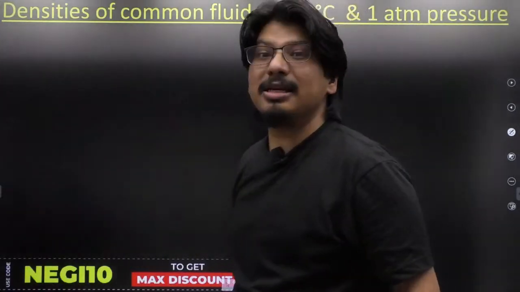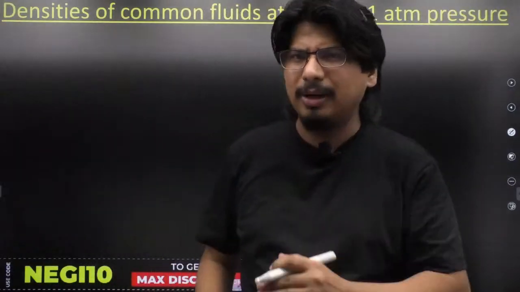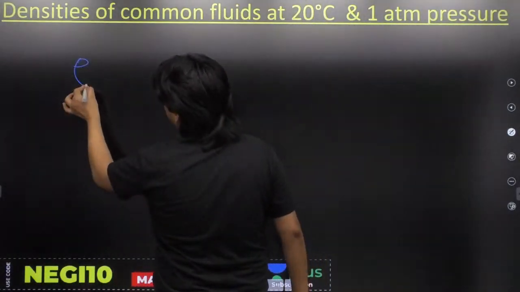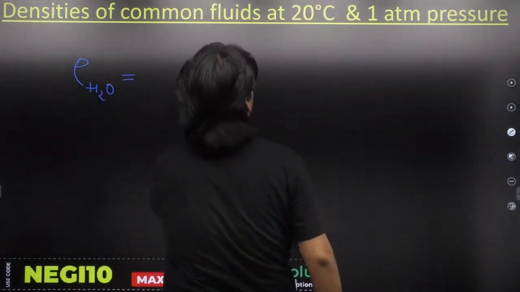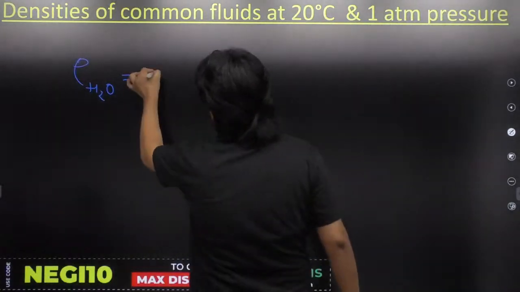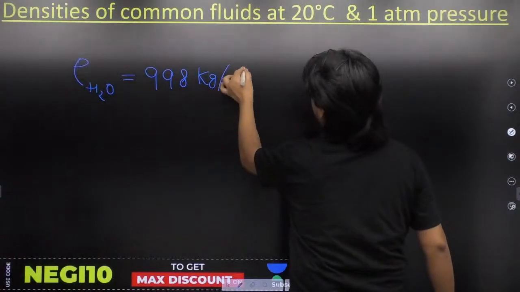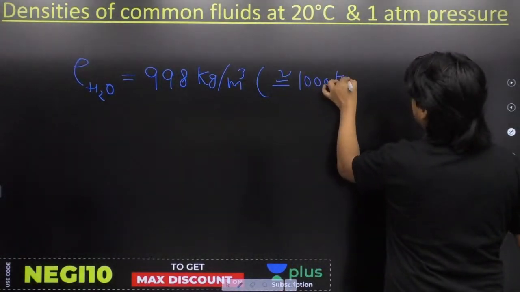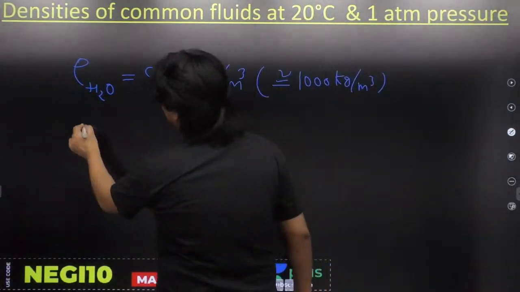Yes. Now next, the density of common fluids at 20 degrees Celsius and 1 atmospheric pressure. You need not remember so many things, but I hope you are able to recollect what was the density of water at 20 degrees Celsius and 1 atmospheric pressure? Approximately 998 kg per meter cube, and this can be written as approximately 1000 kg per meter cube. Fine. This was the density of water. What was the density of mercury?